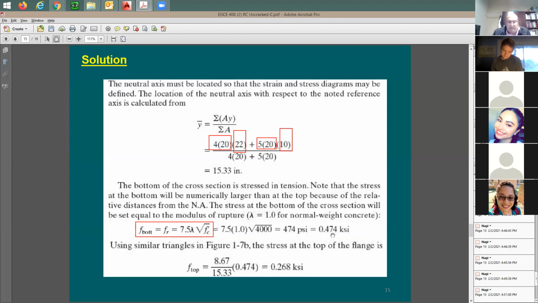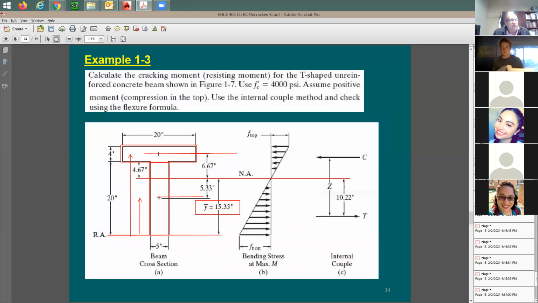Now, if you know the stress at the cracking point is equal to 474, how about on the top? Can you figure out the stress on the top? Let me write my equation here. Let's say F bottom divided by 15.33 equals F top divided by, can someone help me? Is it 6.67, or should I add something to it? Plus 2 inches. Why is that? Yeah, you need to add 2 for this.